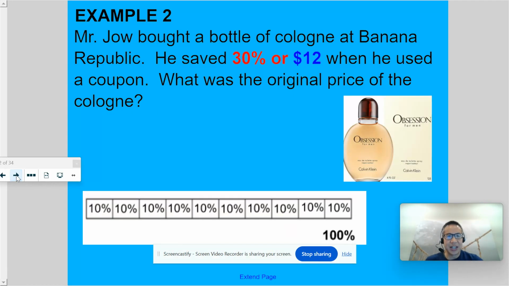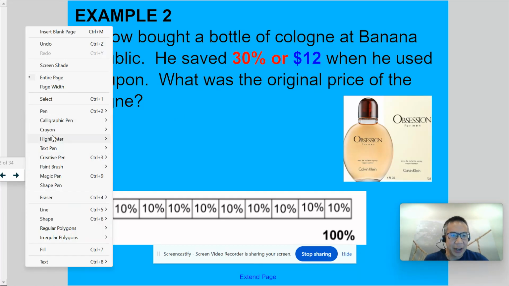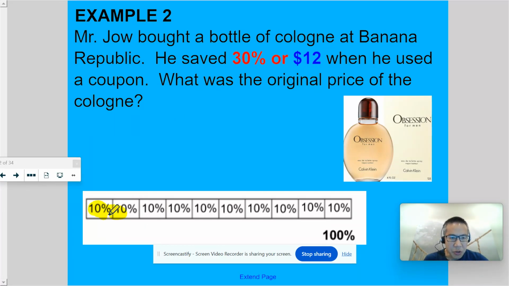Let's try another example. Mr. Joe bought a bottle of cologne at Banana Republic. He saved 30% or $12 when he used a coupon. What was the original price of the cologne? So let me get a highlighter out. So I saved 30% or $12.